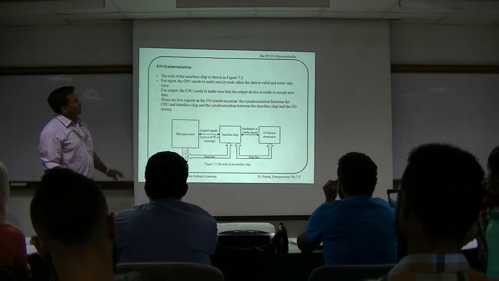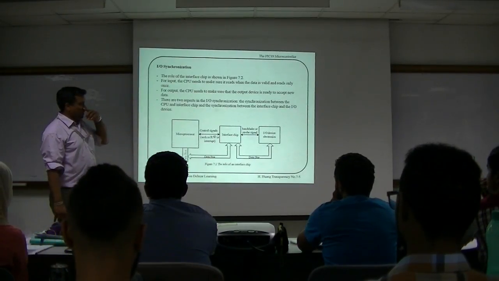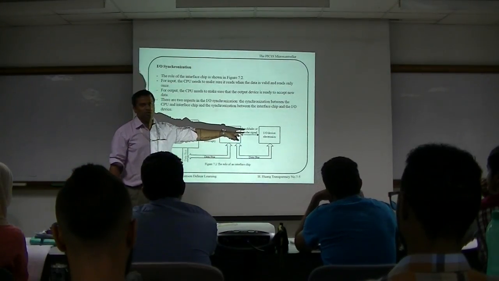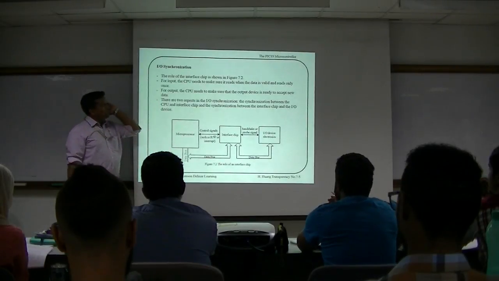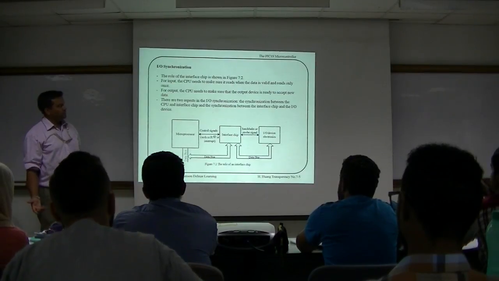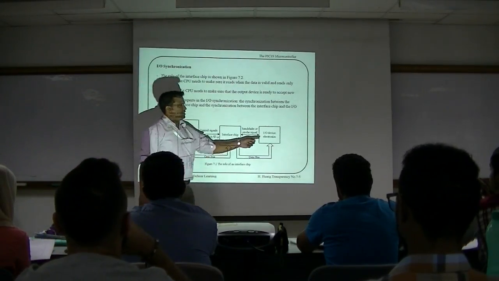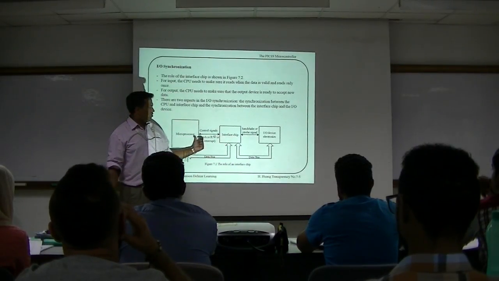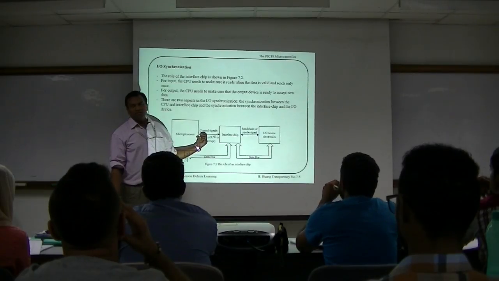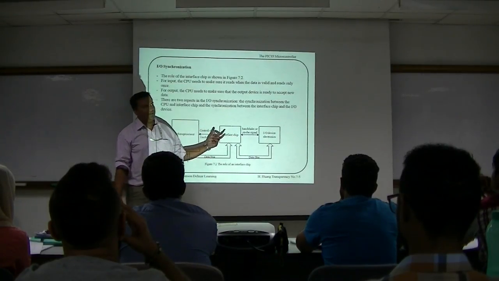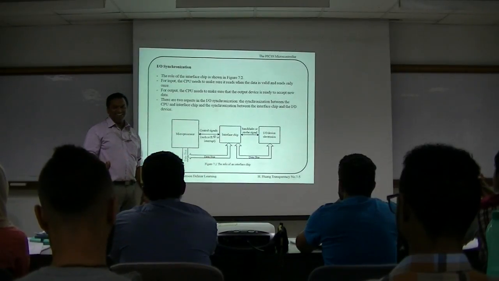Then there is the input-output synchronization. The role of the interface chip is actually as shown here. It controls and synchronizes between the input-output device and the microprocessor. For input, the CPU needs to make sure that it reads when the data is valid and reads only once. In other words, whenever there is input information coming in, the interface chip will inform the CPU that the data is ready to be read. Then only it will read. So it will make all this arrangement first, then only it will read. I'm using layman's terms, not going too technical.